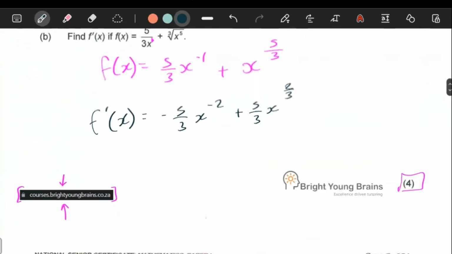If they want you to leave your answer with positive exponents, you can take it a step further. You can take this back down to where the 3 is. It gets a positive exponent. This already has a positive exponent, so you won't have to do anything there. It's fine just the way it is.